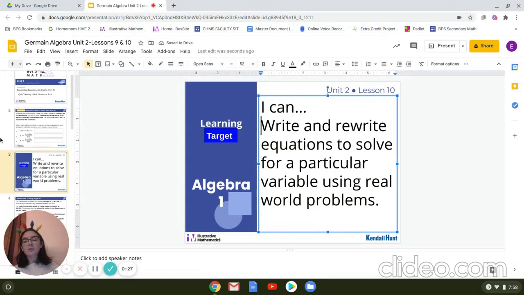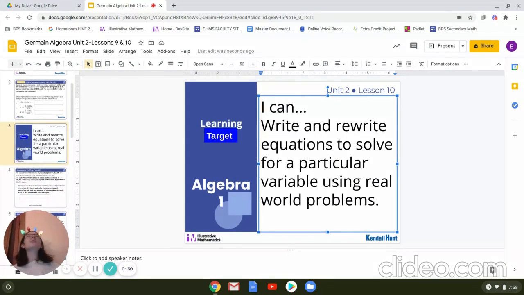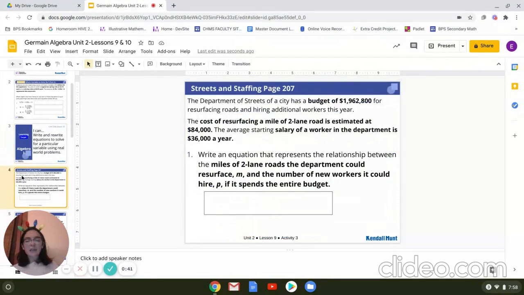using real-world problems. So we're doing a little bit more of what we've been doing, but now we're going to be given a real-world situation. We're going to have to create some equations, and then we're going to have to isolate for different variables, which is exactly what we did in class today.